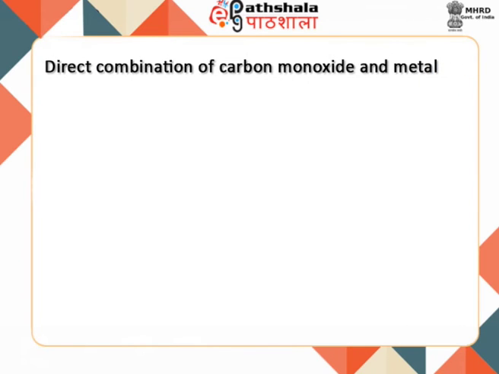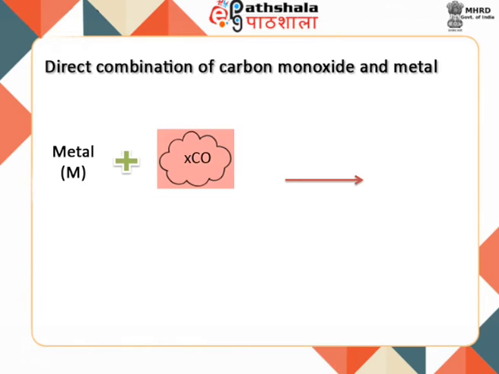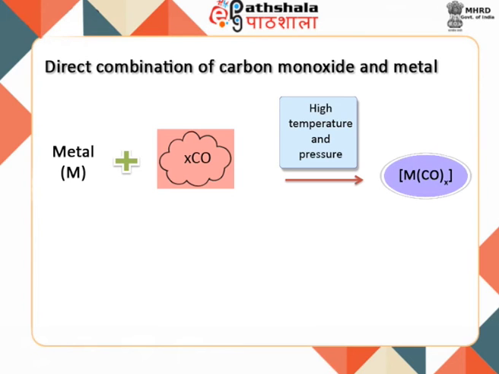First method is direct combination of metal and carbon monoxide. This method is mainly used for the synthesis of homoleptic or binary metal carbonyls. Many transition metals in the finely divided state can combine with carbon monoxide gas under suitable conditions of temperature and pressure, forming metal carbonyl complexes. For example, tetracarbonyl nickel and pentacarbonyl iron are normally synthesized by this method.